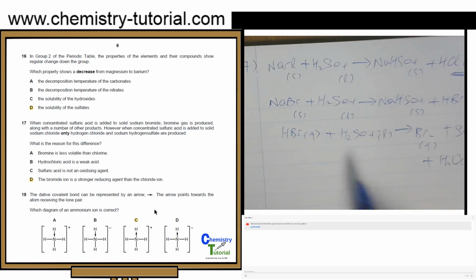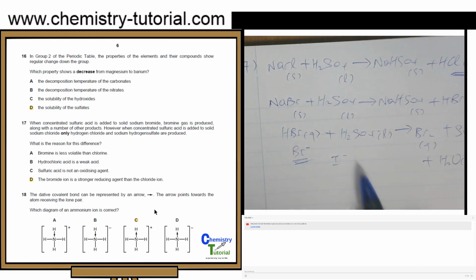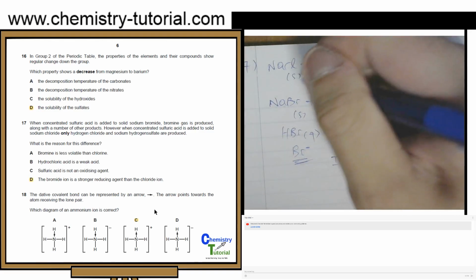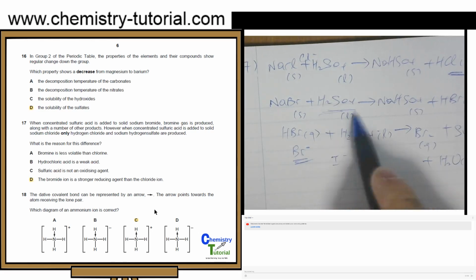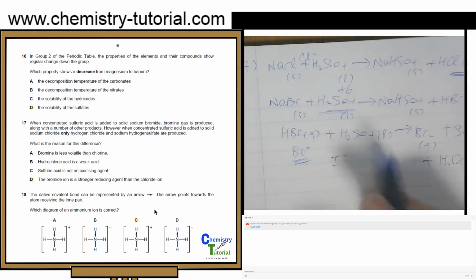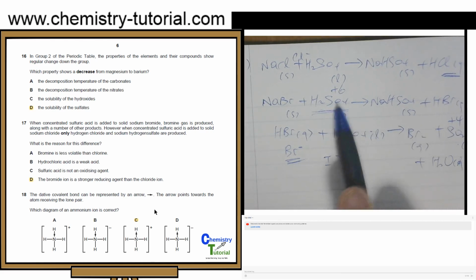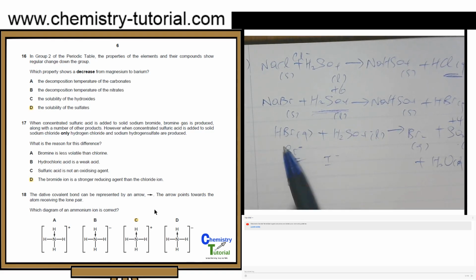So how do you compare this? Well, halides are actually reducing agents, right? Because we know that I minus, KI, is a strong reducing agent, versus Cl minus. Now bear in mind that concentrated H2SO4 is actually an oxidizing agent. If you check, sulfur has an oxidation state of +6 in H2SO4, but +4 in SO2. So if it gets reduced, it is itself an oxidizing agent. Technically speaking, what we have over here is a redox, whereby this serves as an OA, oxidizing agent, and this serves as an RA, a reducing agent.